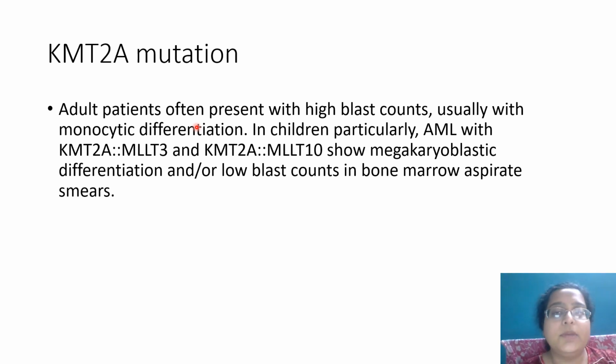In children, AML with KMT2A-MLLT3 or MLLT10 shows megakaryoblastic differentiation. In adults, it is known as KMT2A mutation. Predominantly, it is known as KMT2A mutation. Now, this can go along with other mutations also, but we do not take their names regularly now. But we do find them. Like we still find MLLT3, we still find MLLT10. So in children, if you get a KMT2A, it is mostly megakaryoblastic. In adults, it is mostly monocytic.